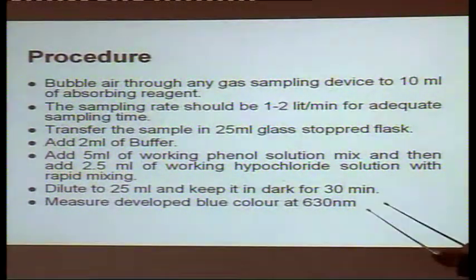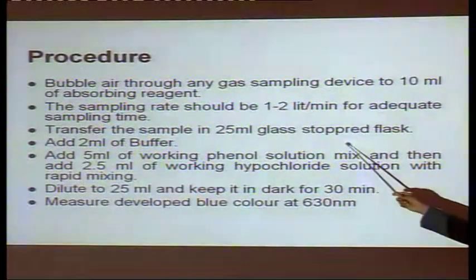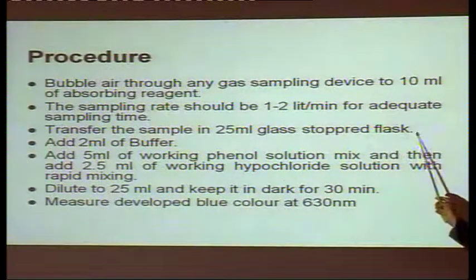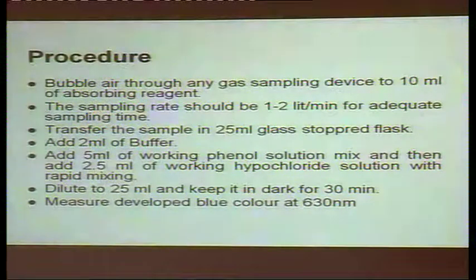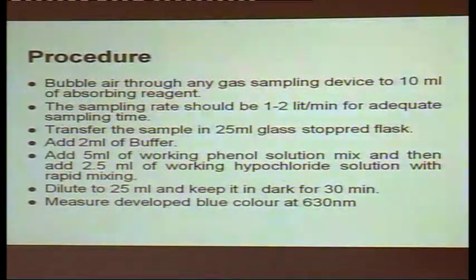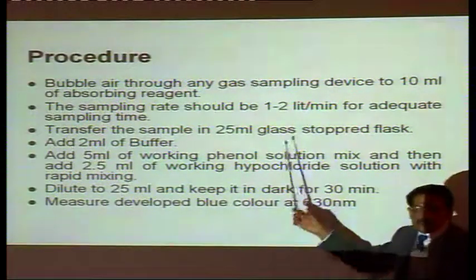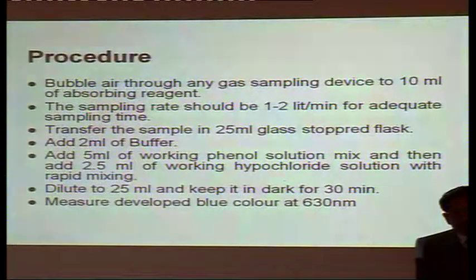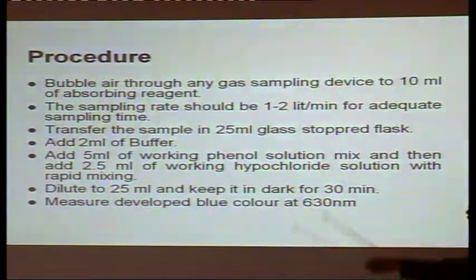2 ml of buffer is added. Transfer the sample to a 25 ml glass stopper flask. You can use either a conical flask with stoppers or a volumetric flask, because you have to make up the 25 ml. In a conical flask, it will be difficult to make up 25 ml quantitatively. So it is better to use a volumetric flask.